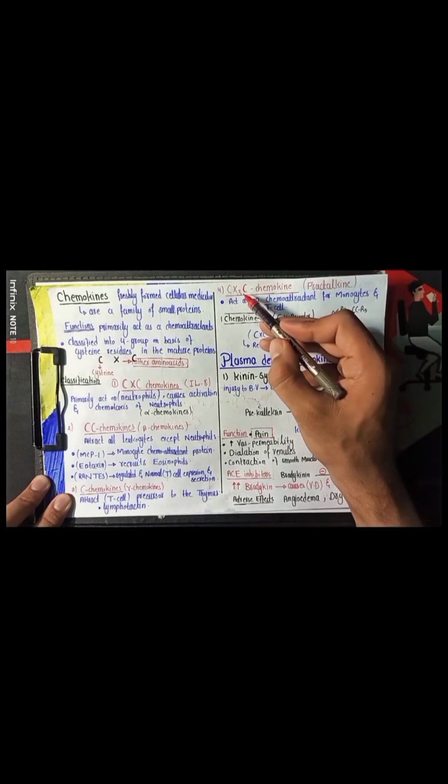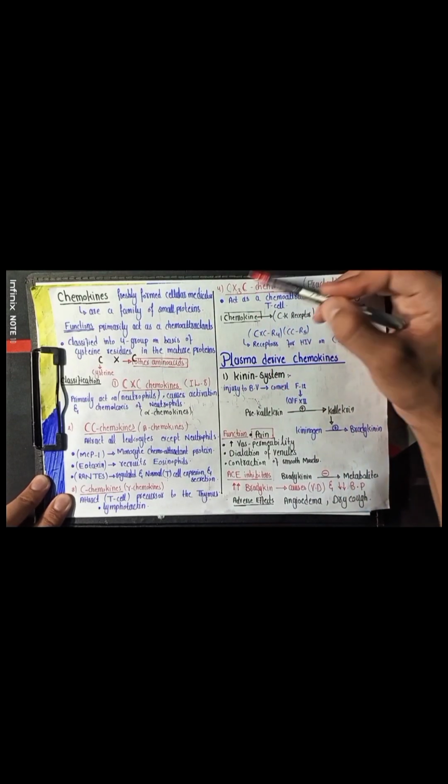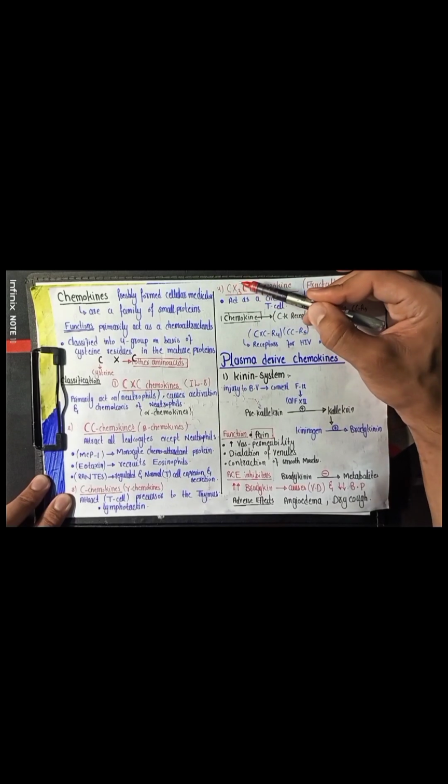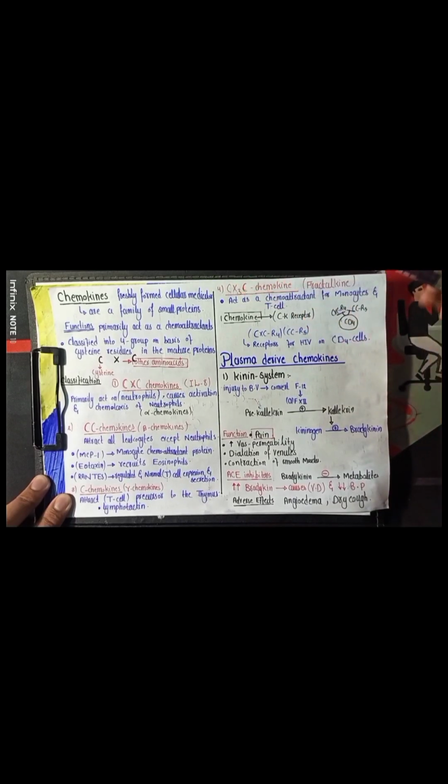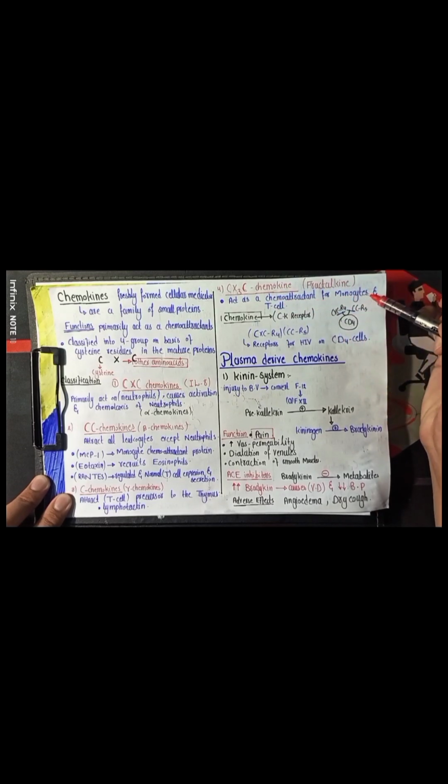And the fourth one is the CX3C chemokine. CX3C chemokines consist of cysteine residues on either side, and in the center they consist of 3 other amino acids. The important one is fractalkine. And this CX3C chemokine acts as a chemoattractant for the monocytes and the T cells.